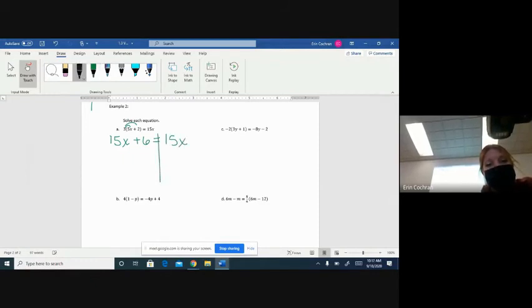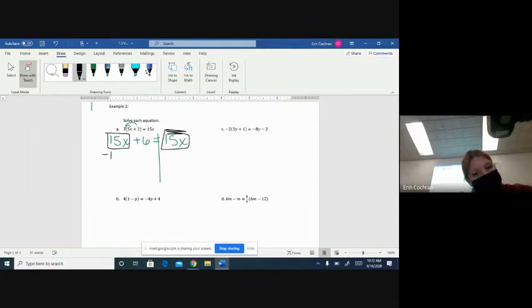All right, now we have like terms. On this side, do you see how 15x is the only thing on the right-hand side? I'm going to move that to that side, because I don't want to make it 0. So how would I move a positive 15x over? Minus it. Well, what's 15x minus 15x? 0, so I get 6.